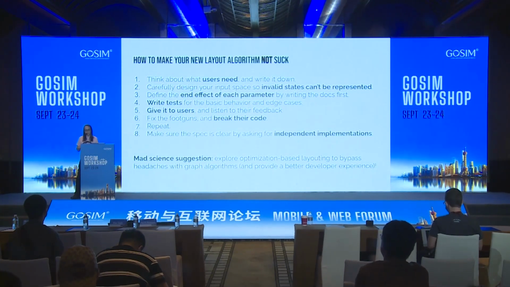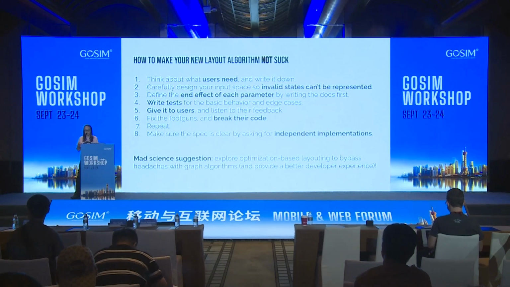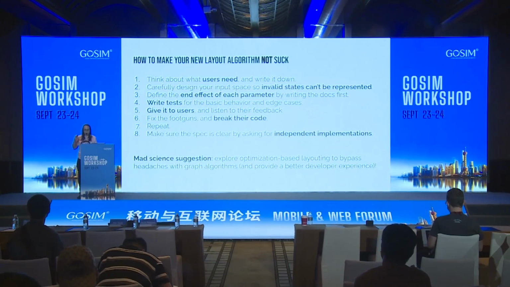And then you take that feedback, you fix the stupid footguns, and you change it, and you say, sorry, users, I'm implementing version 2.0 of this algorithm. Your previous code is going to break. And you do this over and over again until you have something that users understand, that users are happy with, and then you ship it. And then finally, once you have this spec, make sure that the spec itself is good by asking for people to do independent implementations.